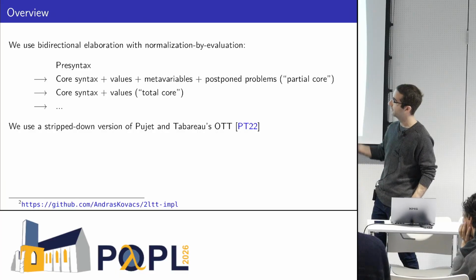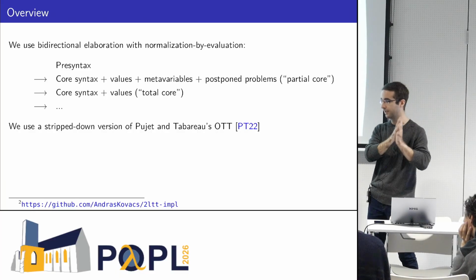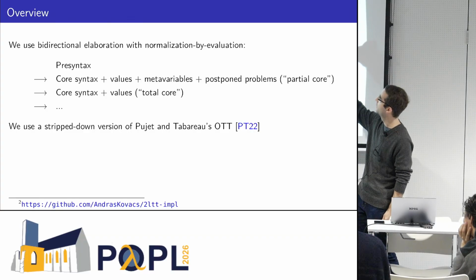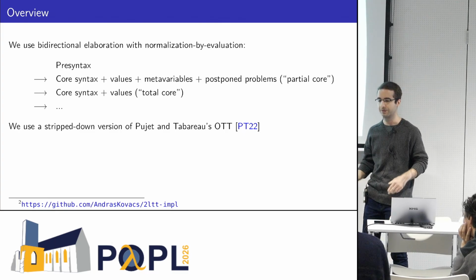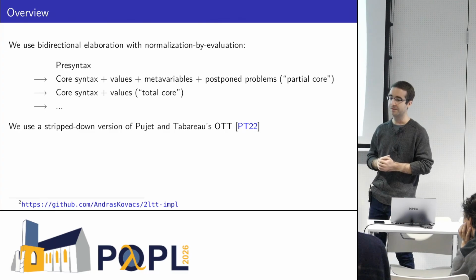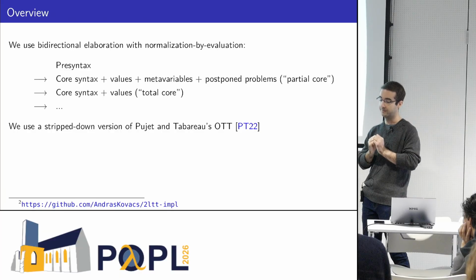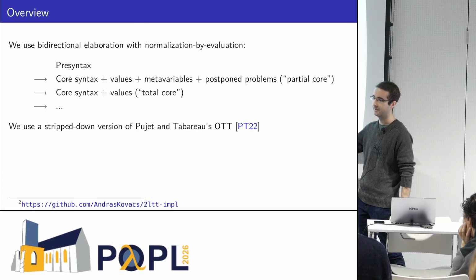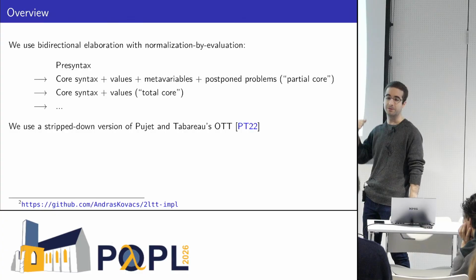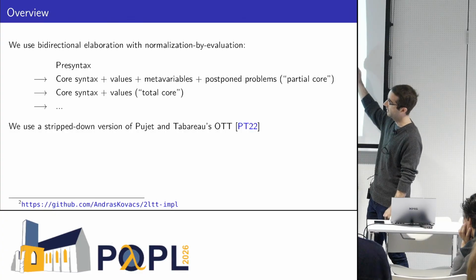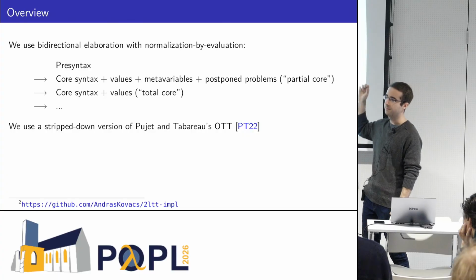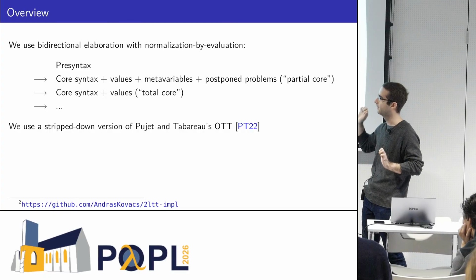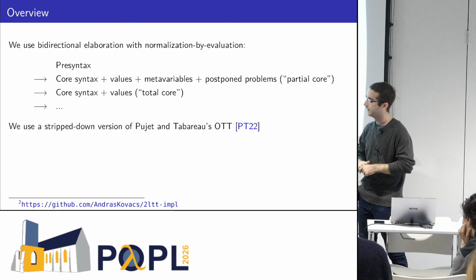So the general idea, we start from pre-syntax, elaboration goes into core syntax plus values plus meta variables plus postponed problems, and this is something which I call partial core, because this is a well-behaved type theory, at least it should be, but this is partial in the sense that we have meta variables and some kind of postponed constraints. And then in the very end, we want to produce something which doesn't have any meta variables and any kind of constraints anymore, and that's something which I call total core.